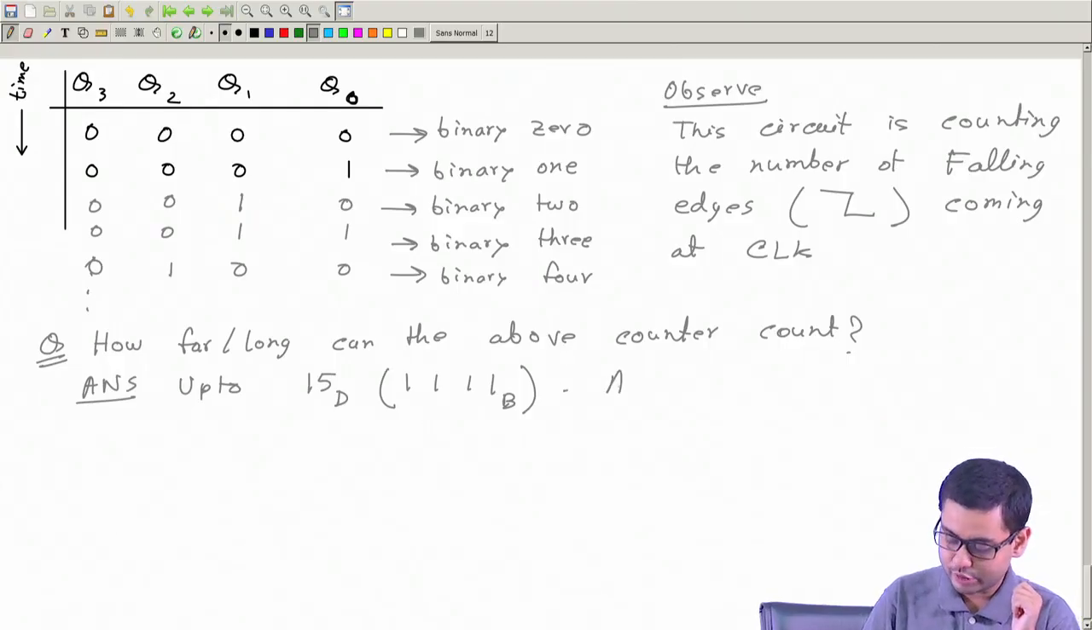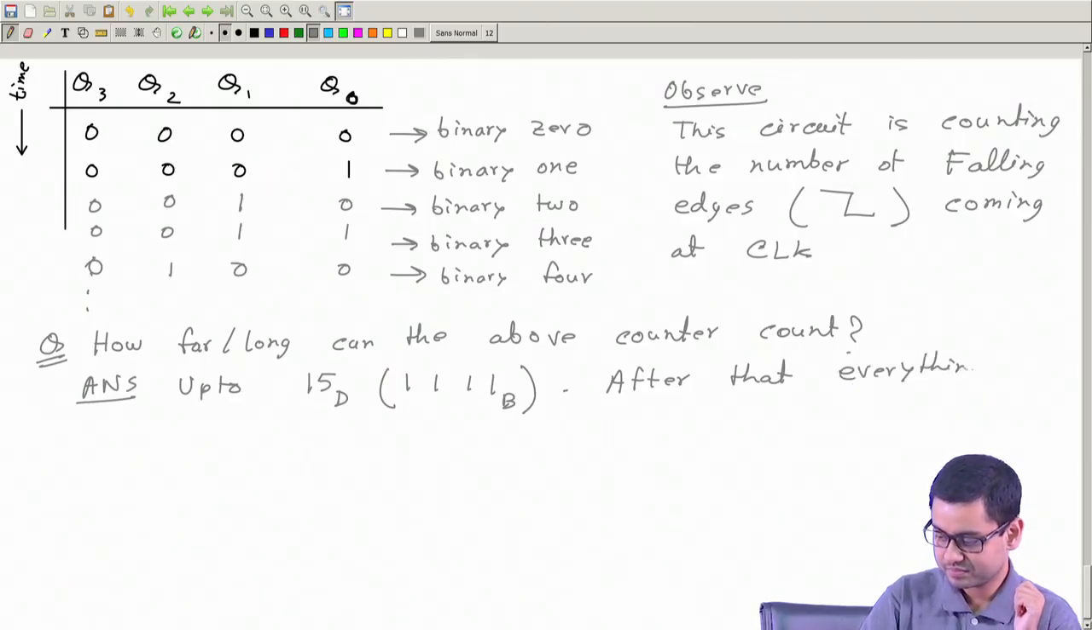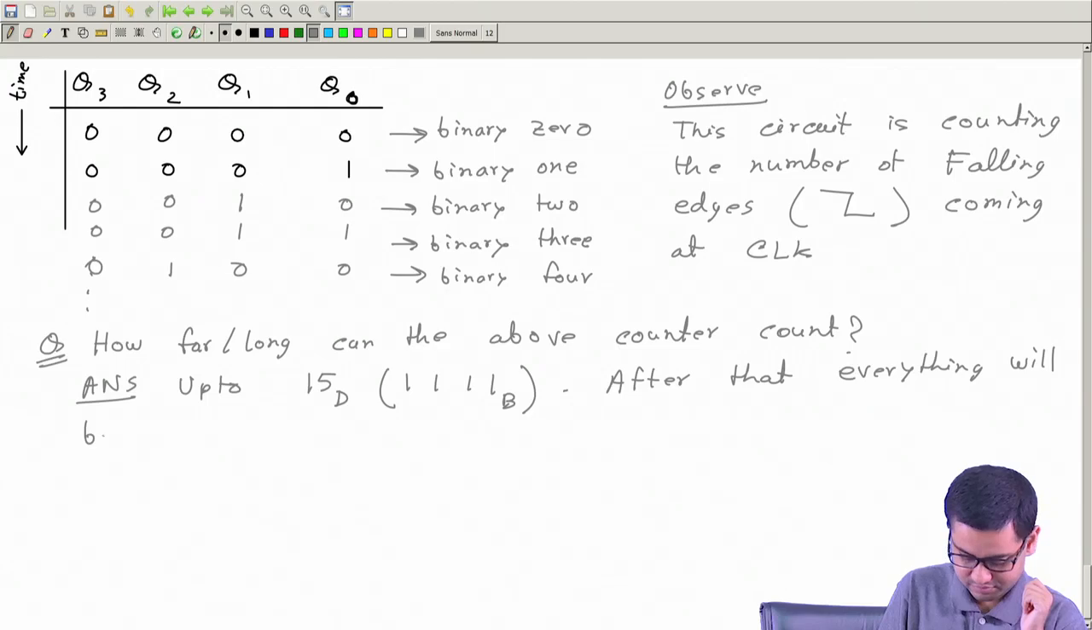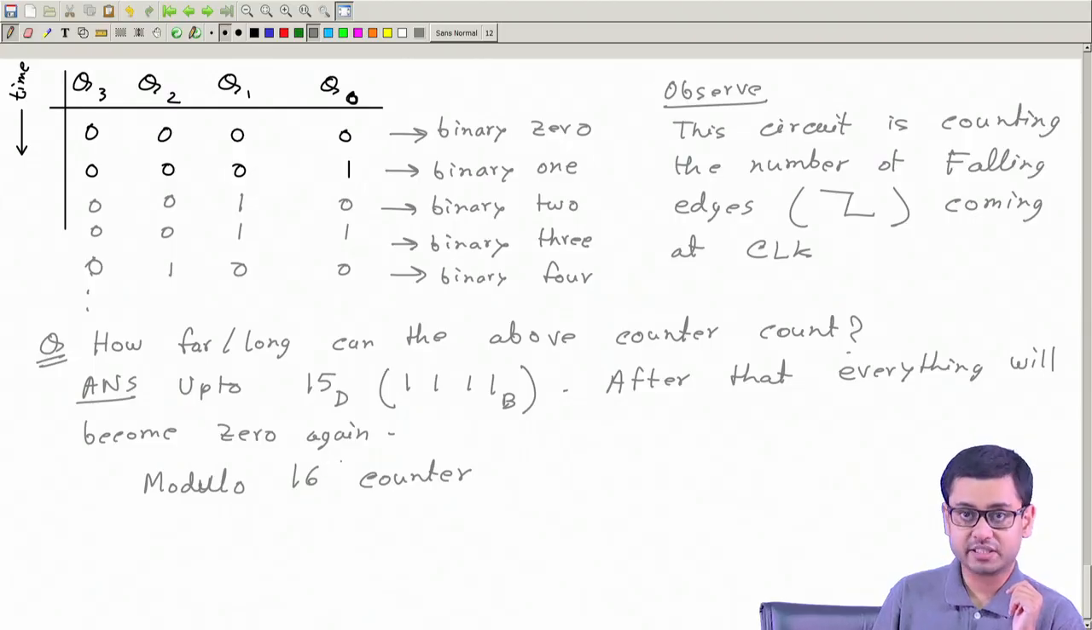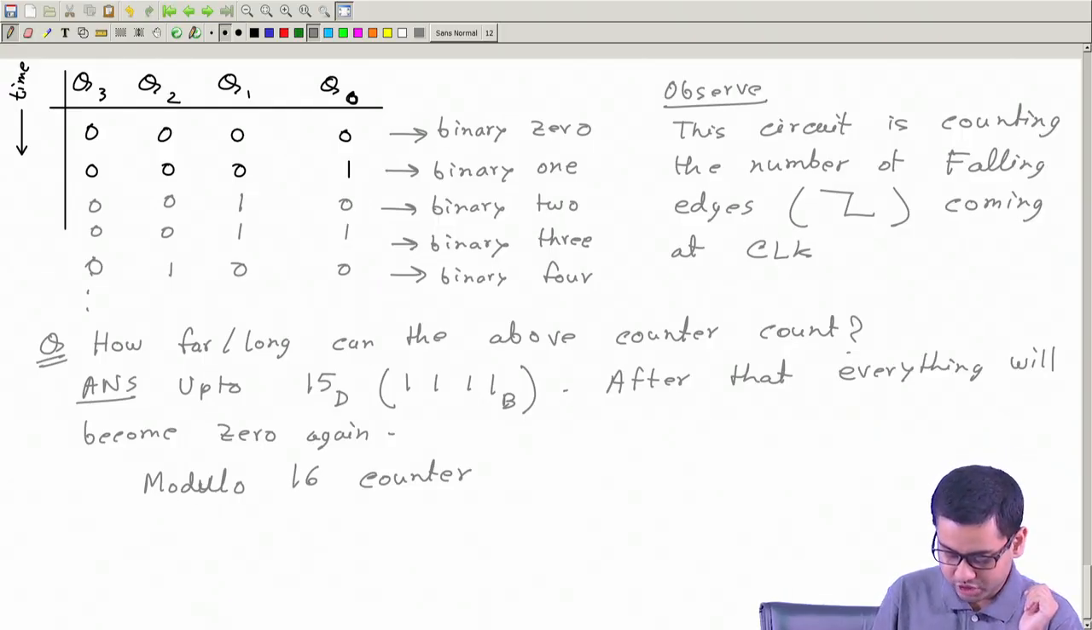Okay, so after this what will happen? After that everything will become 0 again. So this is called a modulo 16 counter. Why 16? Because it counts 16 numbers starting from 0 to 15. So there are 16 numbers including 0. So 0 to 15 there are 16 numbers, so we call it a modulo 16 counter.